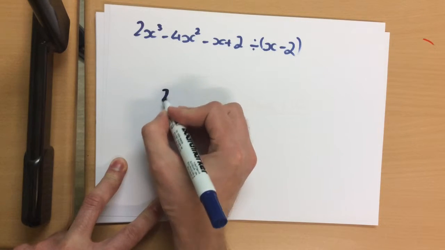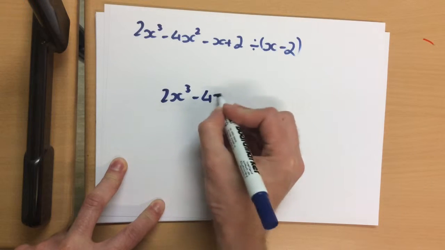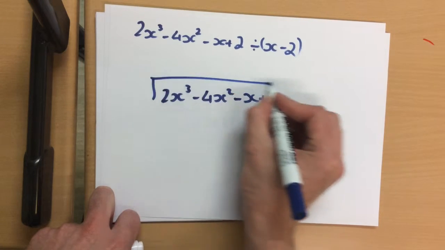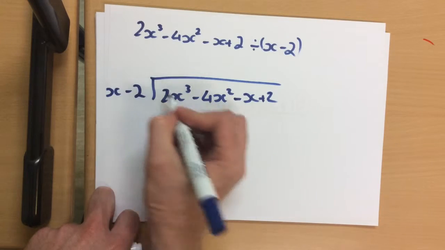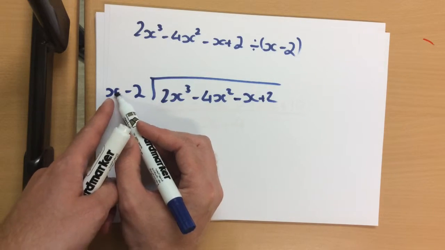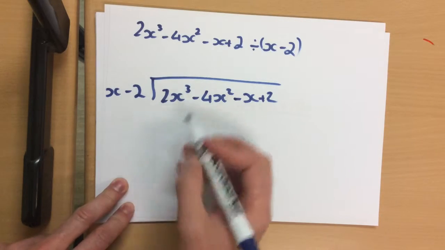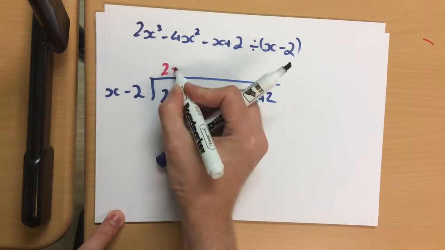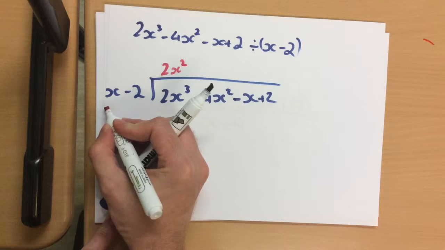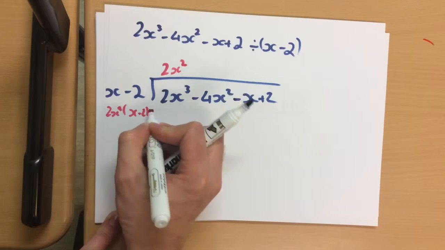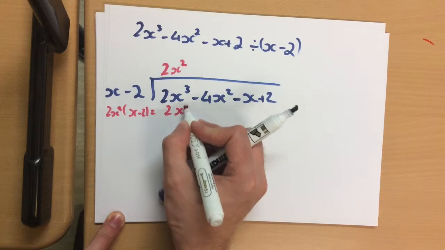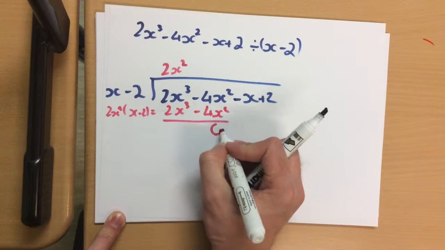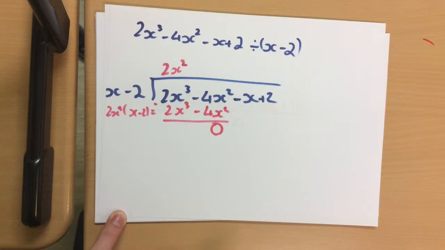So, we've got 2x cubed minus 4x squared, subtract x plus 2, and that is divided by x minus 2. How many x's into 2x cubed? Well, we have to multiply this by, let's do pink, my favourite colour, 2x squared. So 2x squared times x minus 2 gives us 2x cubed minus 4x squared, which gives us nothing. It's exactly the same when you subtract them.